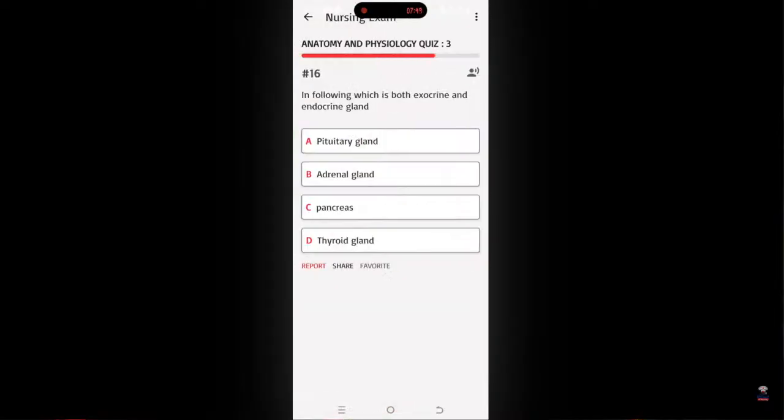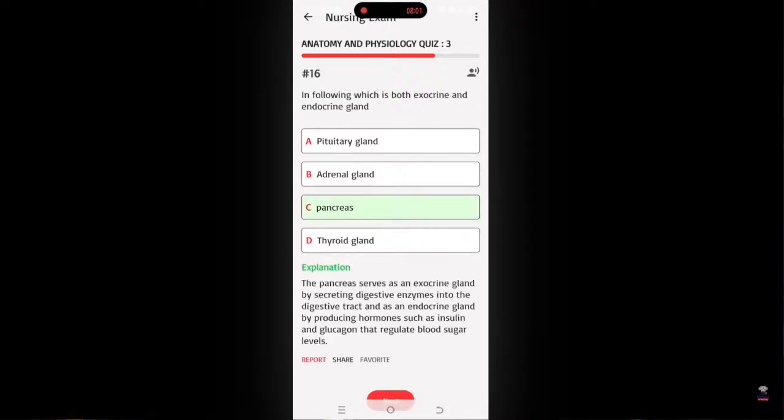Which of the following is both an exocrine and endocrine gland? A. Pituitary gland, B. Adrenal gland, C. Pancreas, D. Thyroid gland. Correct answer. The pancreas serves as an exocrine gland by secreting digestive enzymes into the digestive tract and as an endocrine gland by producing hormones such as insulin and glucagon that regulate blood sugar levels.